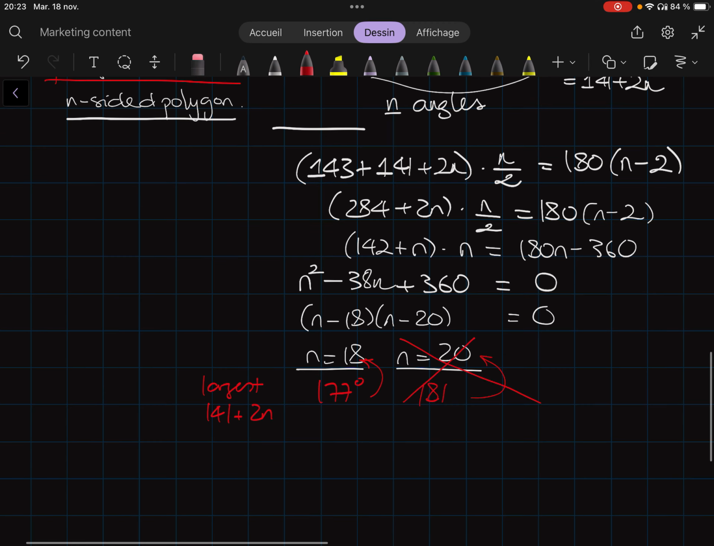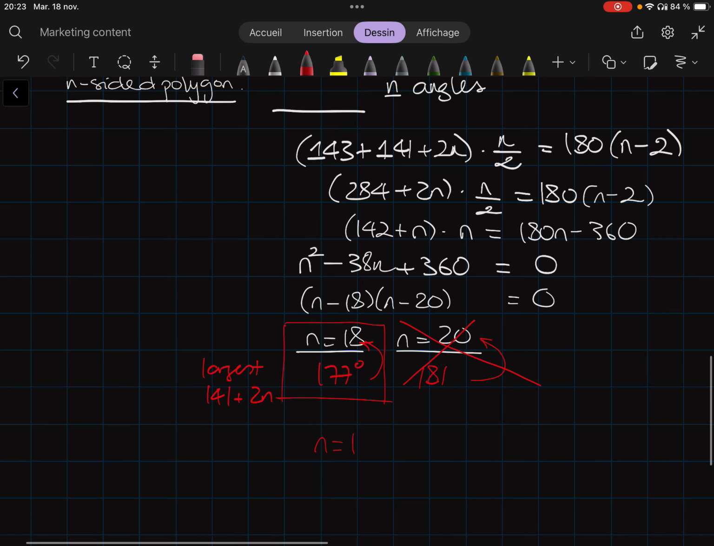So we have to reject this case, and the only value of n that satisfies the requirement is n equals 18. Final answer. And this is the end of this week's Bridging to a 7.